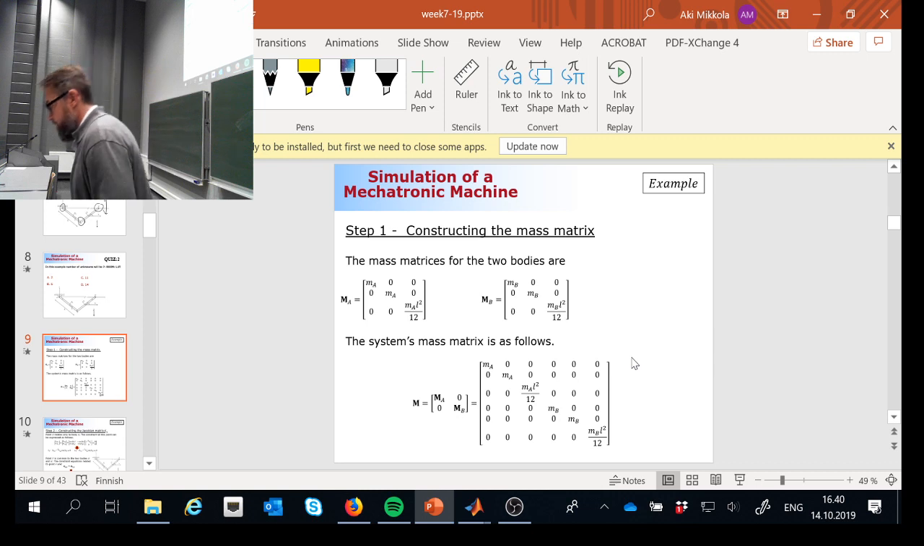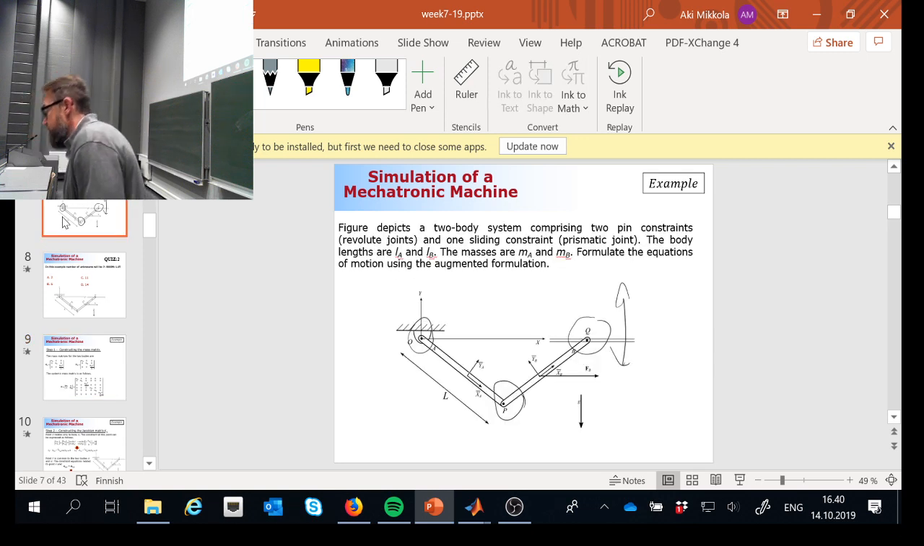Now, the first important observation is this. The body reference coordinate systems for both bodies are located at the center of mass. Because here in this beam-like body, this is where the body reference coordinate system is located. Let me change the color. Here is where the body reference coordinate system is located. So that's good news.